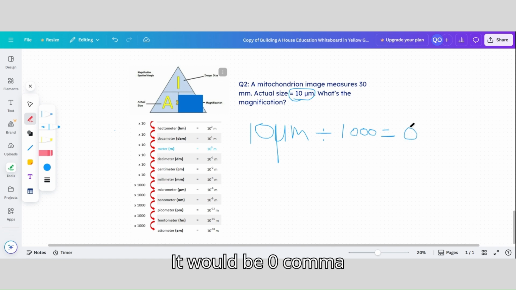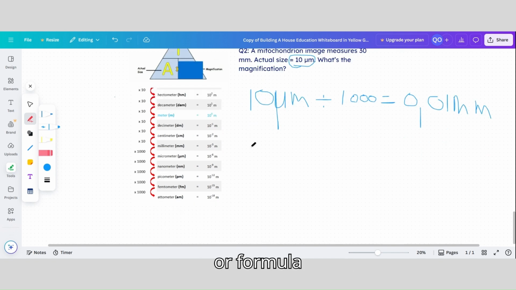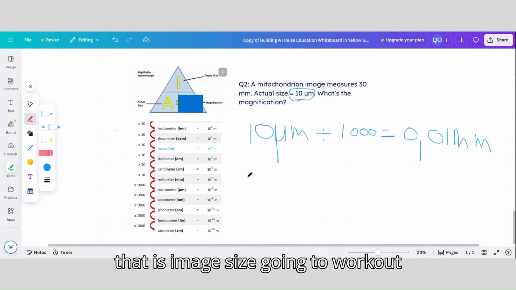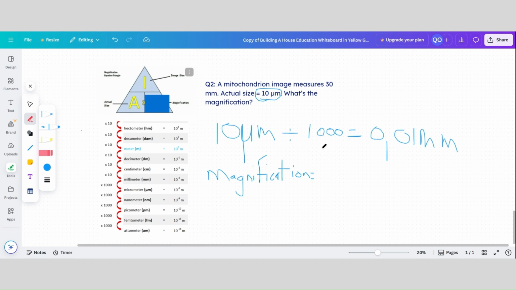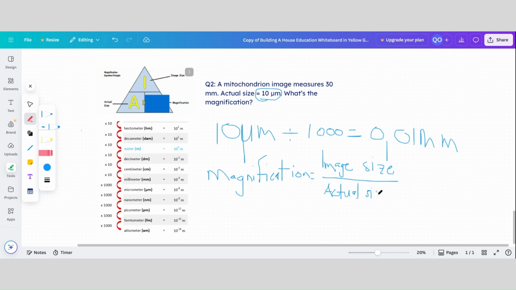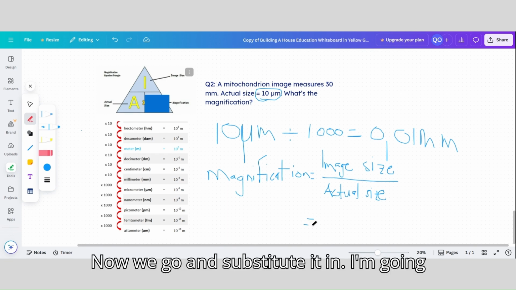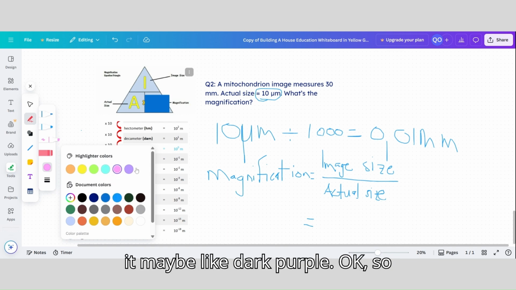So 10 micrometers would be 0.01 millimeters. Then we're going to use our formula to work out magnification, which equals the image size divided by the actual size. Now we go and substitute it in. I'm going to use a highlighter tool. Let's use maybe dark purple.